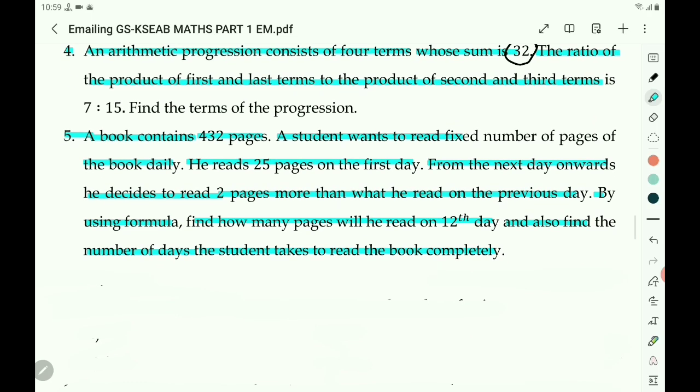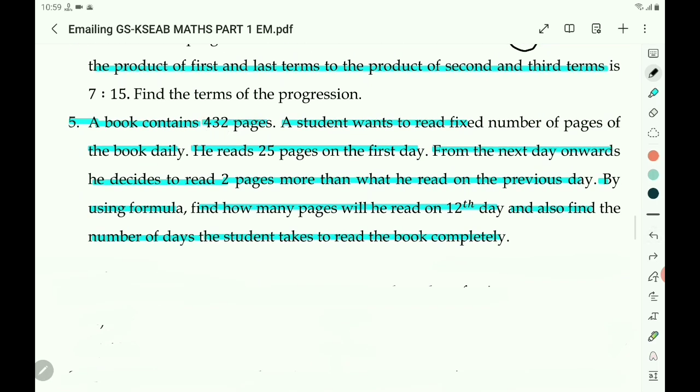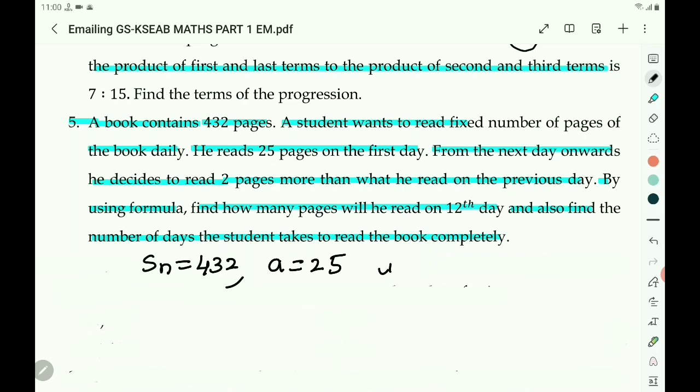Here, totally how many pages are there? 432 pages are there. That is SN equals 432. And on the first day he reads 25 pages, that is the A. A equals 25. And next day onwards he decides to read 2 pages more than what he read on the previous day. That means 2 becomes D. Then you write D equals 2.